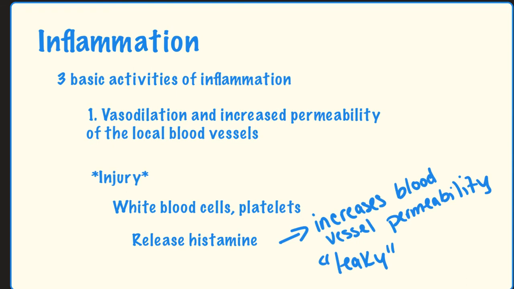So it's going to cause those blood vessels in that area to become very leaky. So the histamine that's being released there causes those blood vessels to be leaky, and what that's going to do is allow certain substances to start coming out of the blood into that area. What are we going to see coming into that area? Well, some fluid. We're also going to see some different types of white blood cells that are going to be able to move through there, and that's what happens in the second activity, which is the emigration of phagocytes.